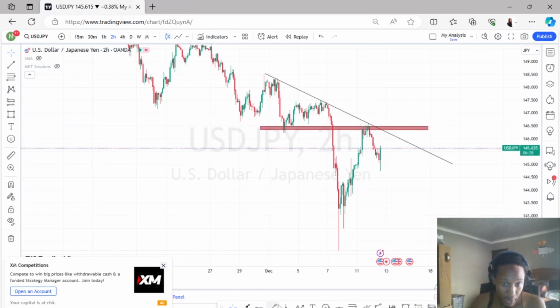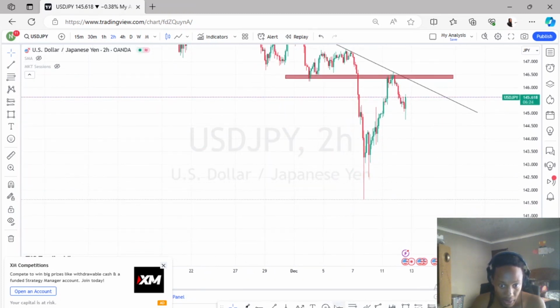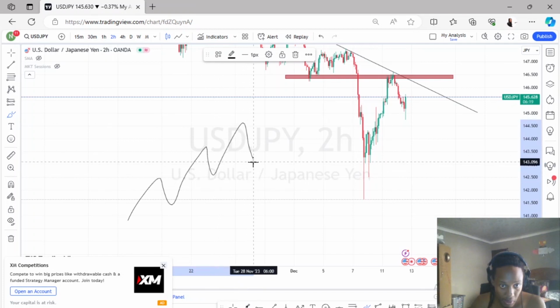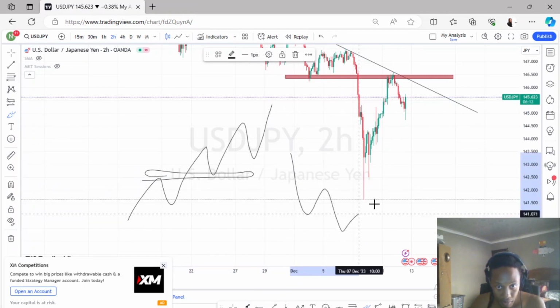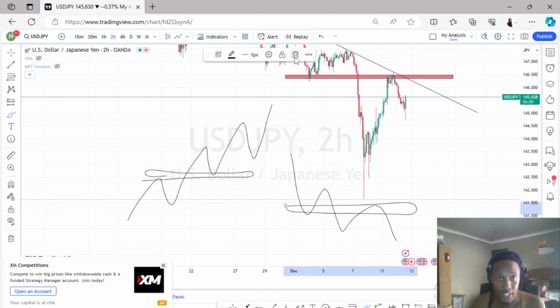So on an uptrend like this, we find support over here. So on a downtrend, we find resistance.